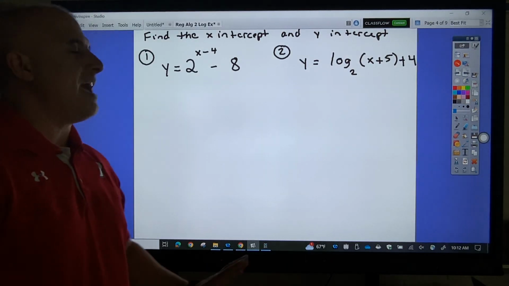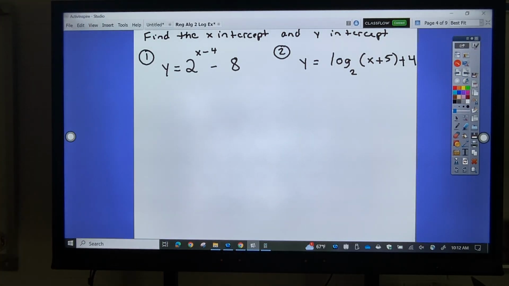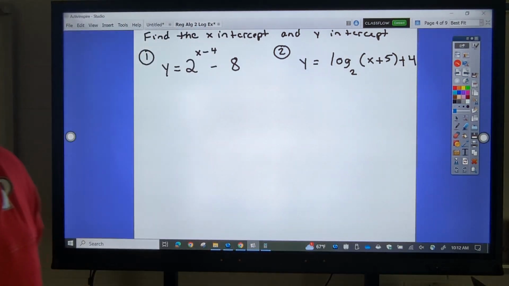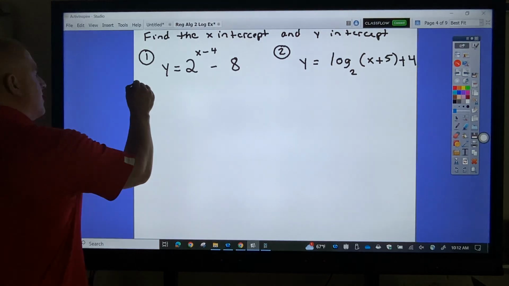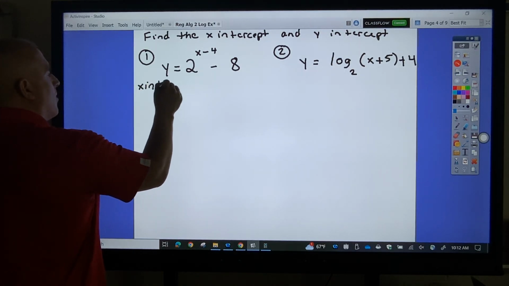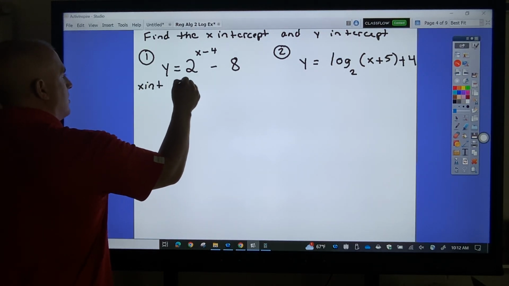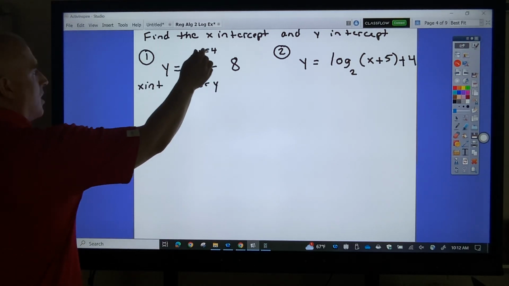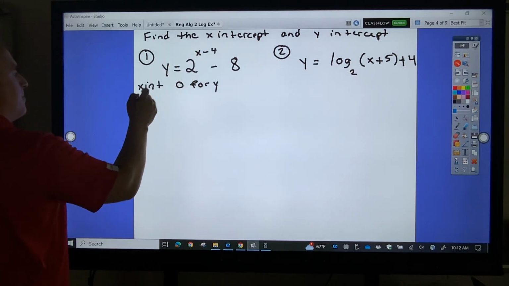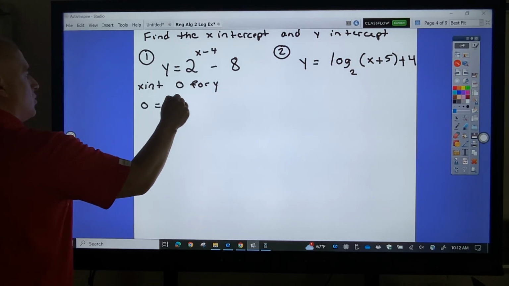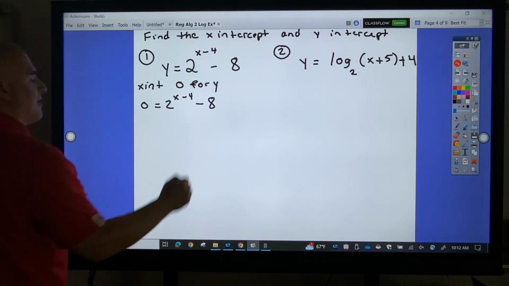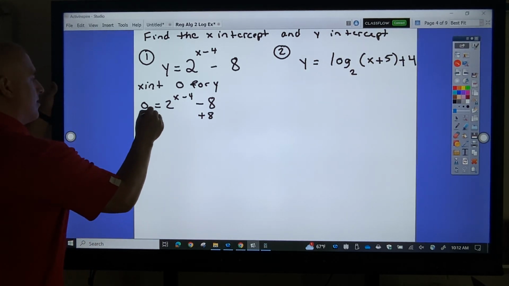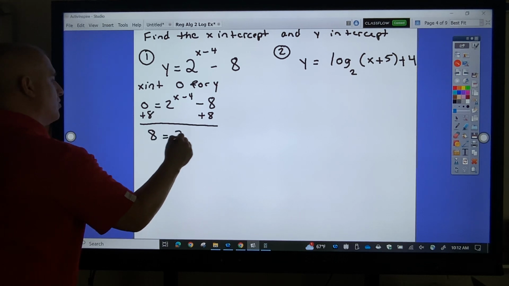All right, so now we're going to go into why do we need to be able to do that. Okay, we're going to find the x-intercept and y-intercept, and we talked about this in previous lessons. To find the x-intercept, what I do is I put 0 for y. Okay, now let's show that. So that's going to be 0 equals 2 to the x minus 4, minus 8. Now to find the x-intercept, here's what I'm going to do. I'm going to add 8. So I got 8 equals 2 to the x minus 4.